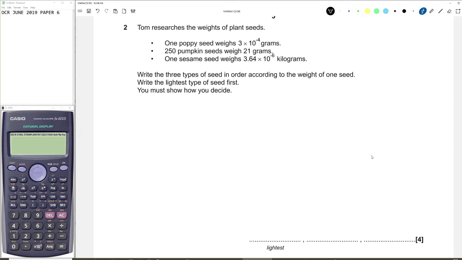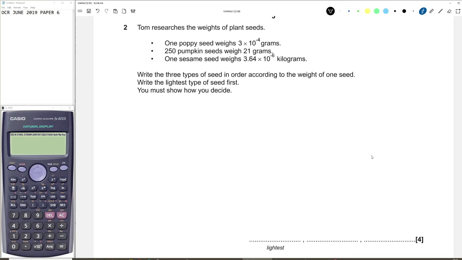Question 2. Tom researches the weight of plant seeds. One poppy seed weighs 3 times 10 to the power of minus 4 grams. 250 pumpkin seeds weigh 21 grams. One sesame seed weighs 3.64 times 10 to the power of minus 6 kilograms. Write the three types of seeds in order according to the weight of one seed. Write the lightest type of seed shown. You must show how you decide. So, with this one, it is a standard form question where we need to compare the standard forms of the seeds so we can see which one's lightest and heaviest.